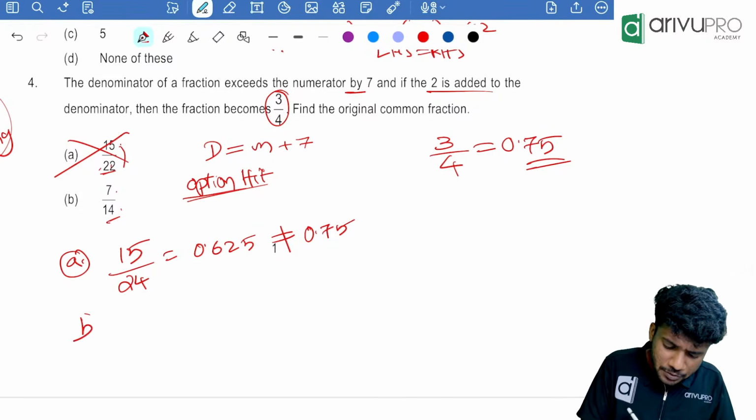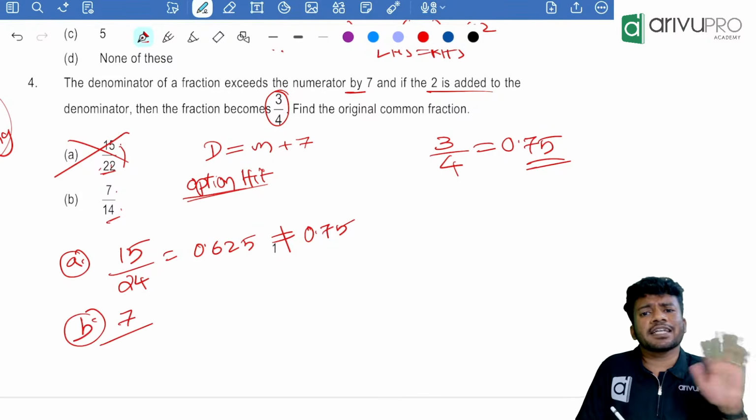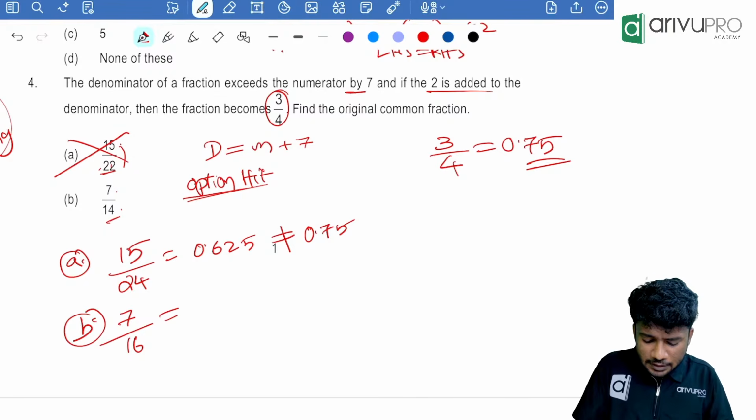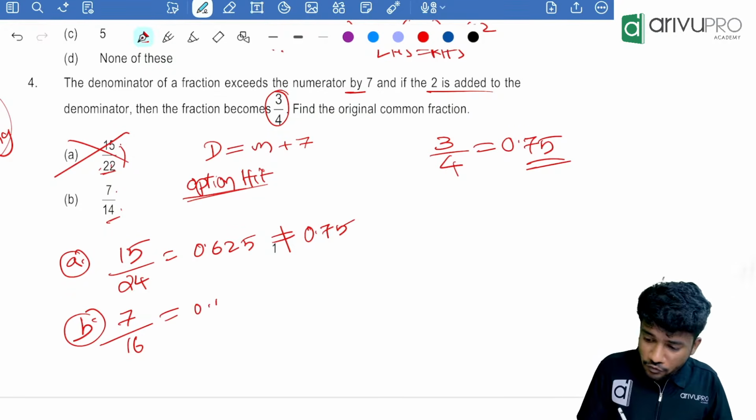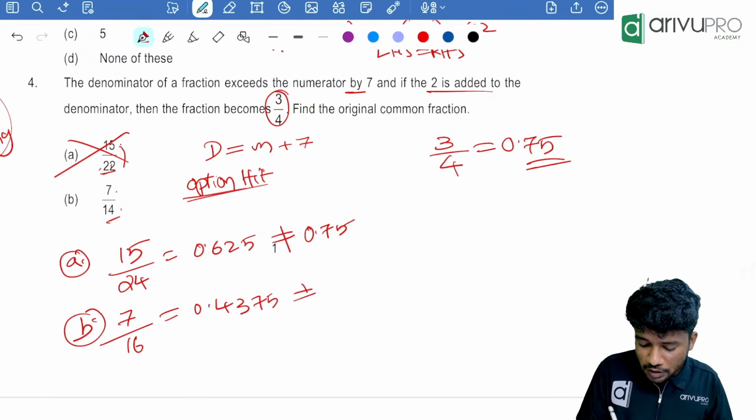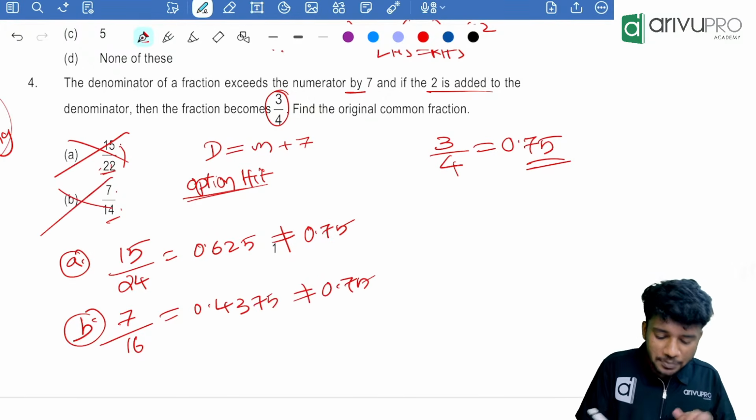Done. Second option. 7 divided by 14 plus 2 is how much? 16. 7 divided by 16 is equal to 0.4375, which is not equal to 0.75. That means option B is wrong.